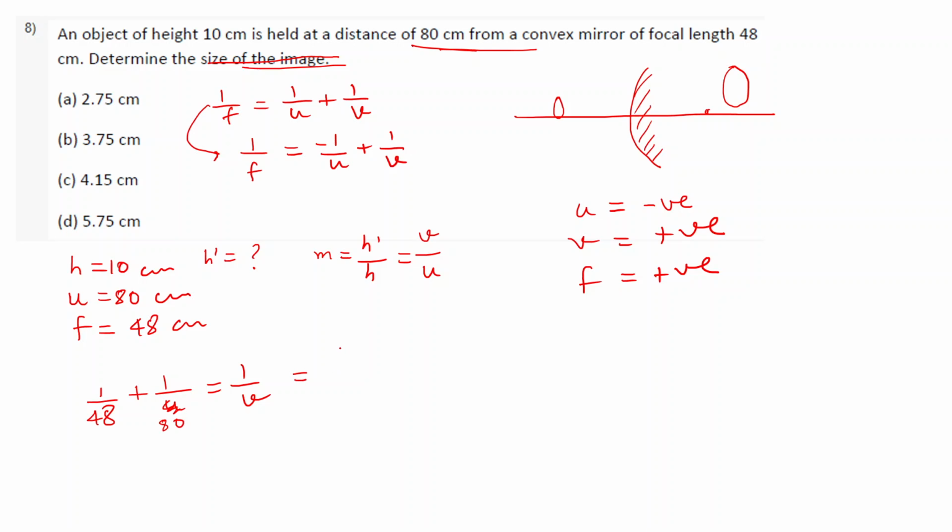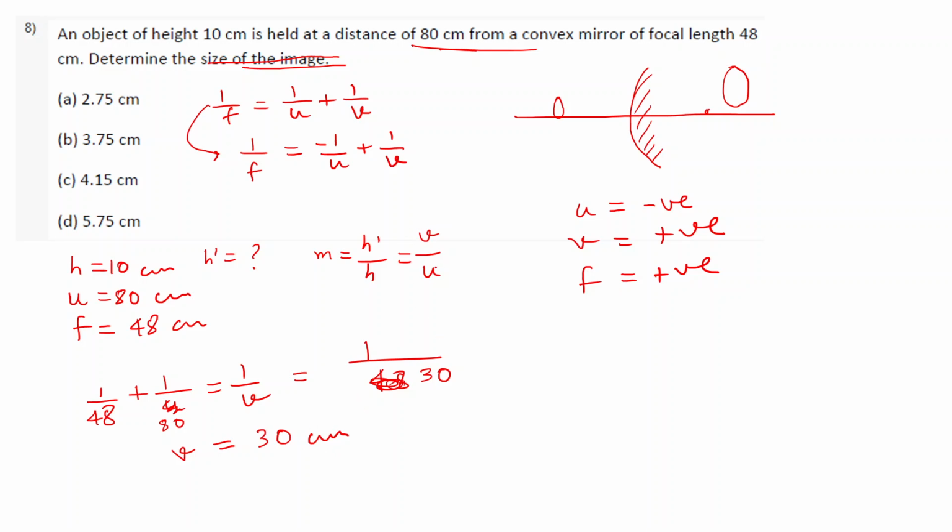When I solve this, I need to take the LCM of 48 and 80. From this, I'll get the image distance as the reciprocal of this. You can solve this, you'll get 1 over 30. So the image distance will be 30 centimeters.